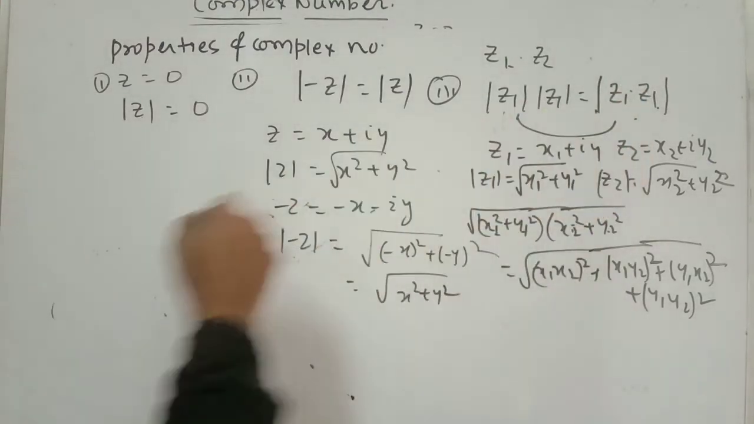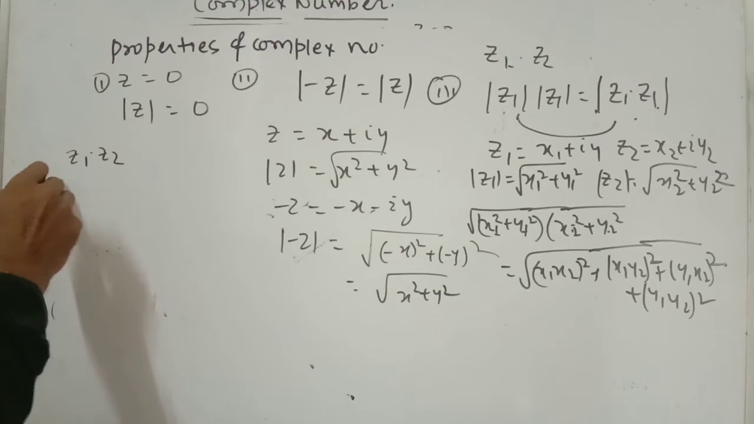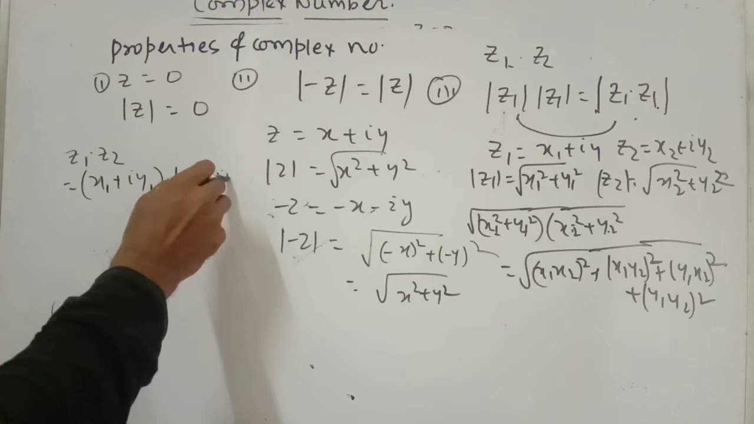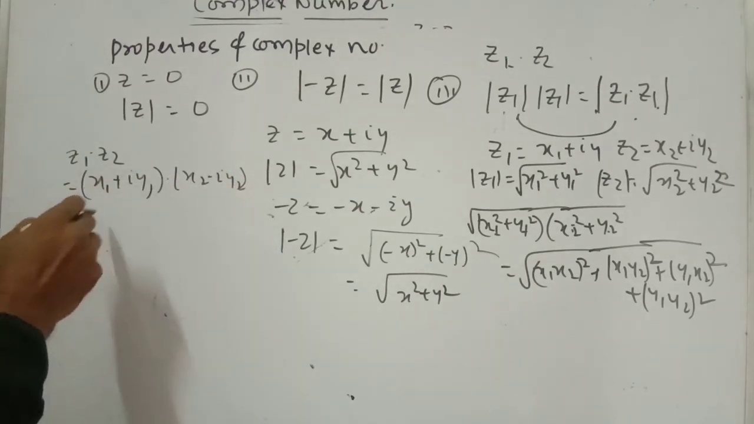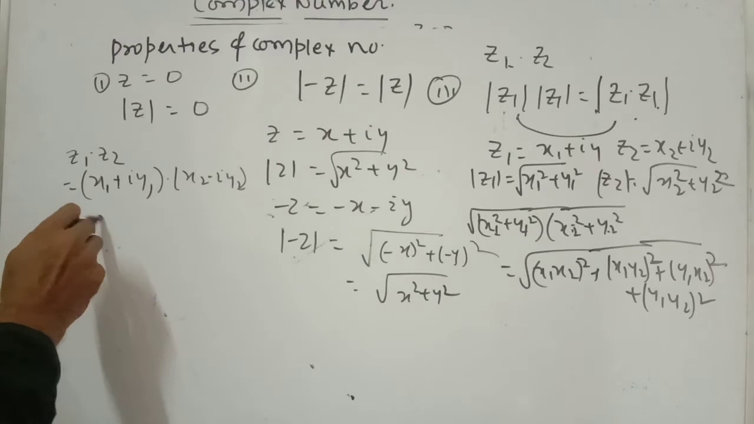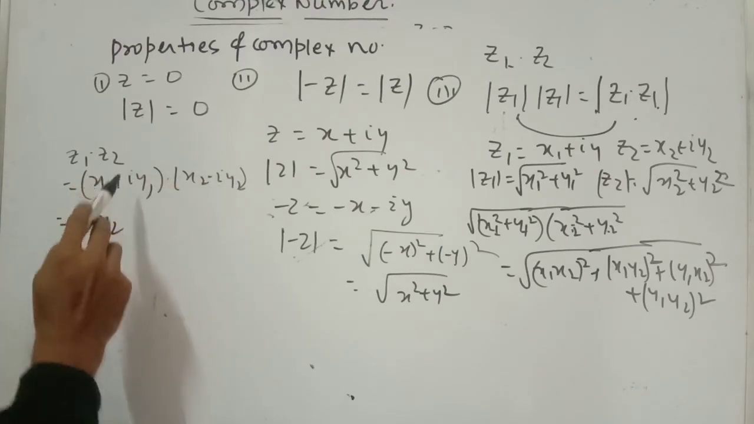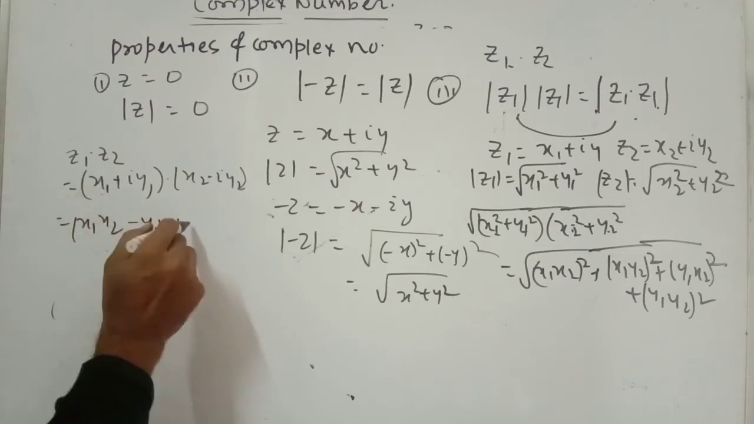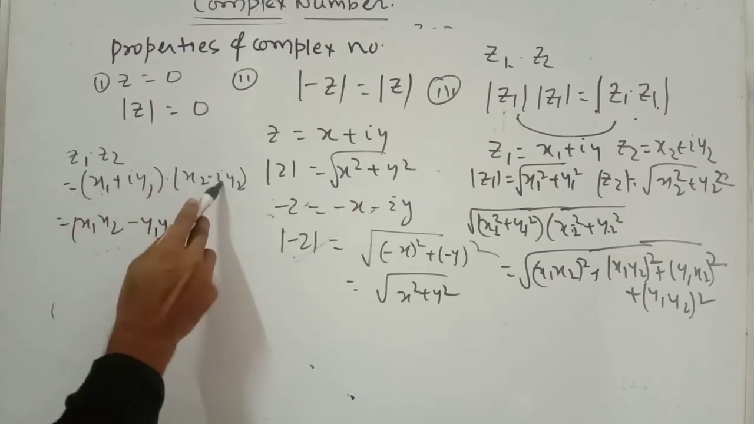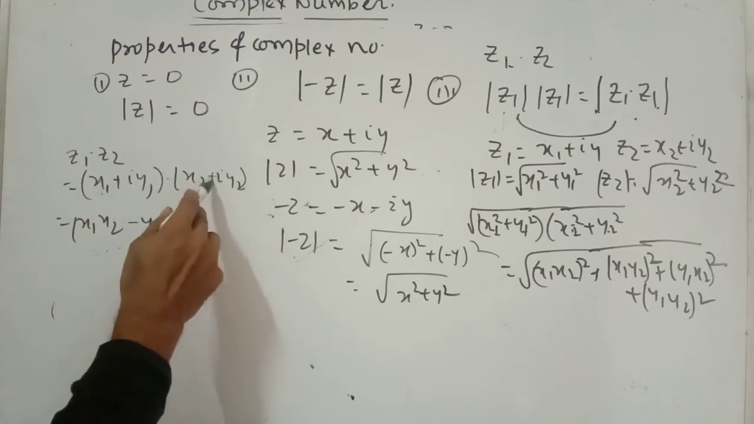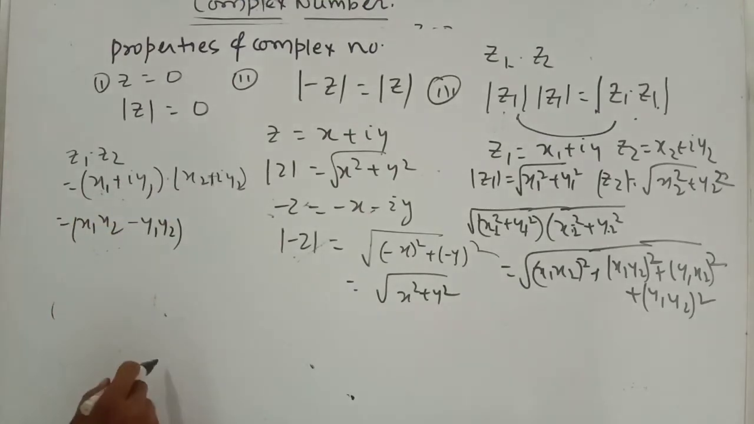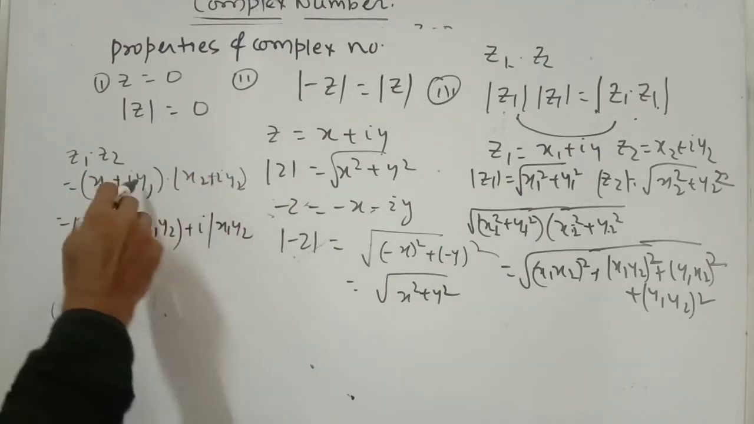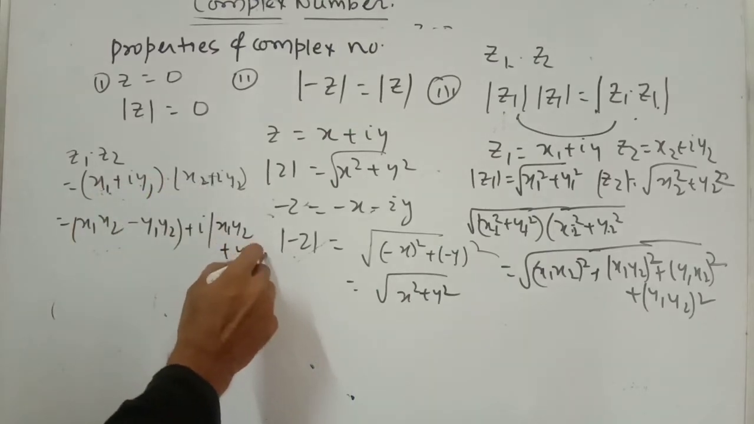So now first you find the product of both complex numbers: (x1 plus i y1) into (x2 plus i y2). So what is the product of these complex numbers? You can write x1 x2. Similarly, here i square is minus 1, so you can write minus y1 y2. After then you can write the imaginary part, i times (x1 y2 plus y1 x2).